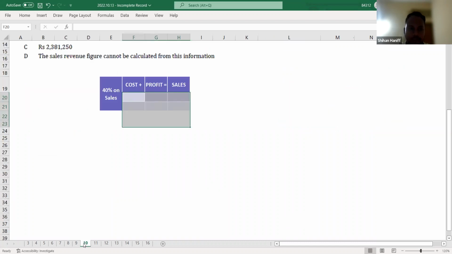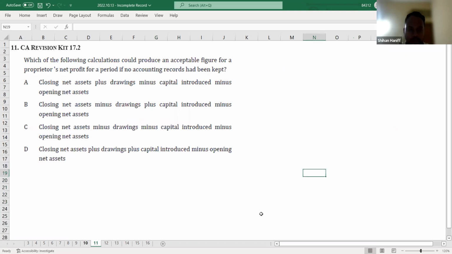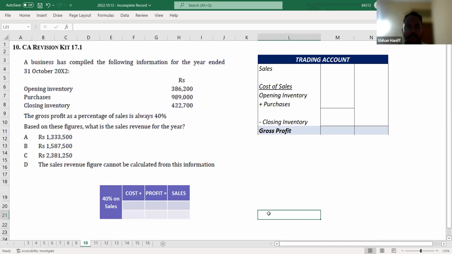Next question. Okay, I'll do this. Okay, so in this question, they ask for the revenue for the year. That means revenue means sales. Can you all do this?